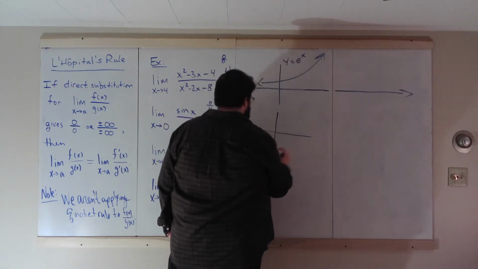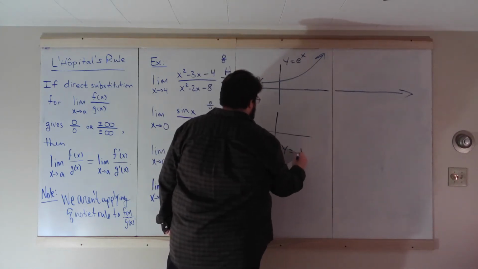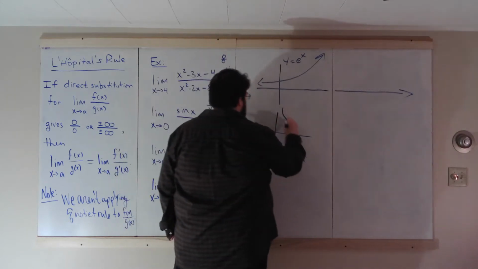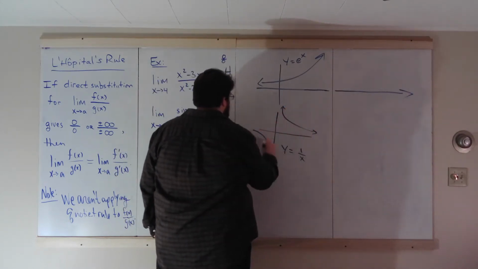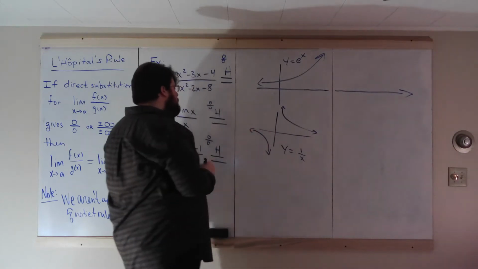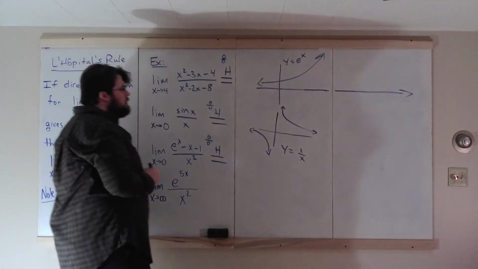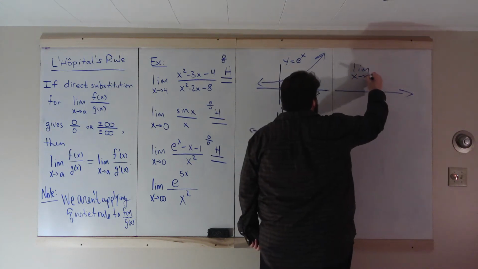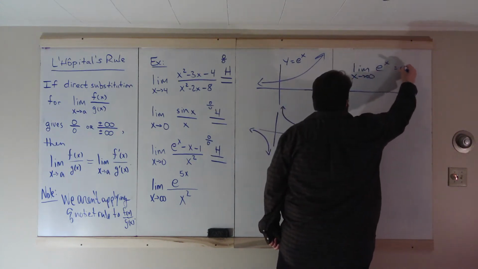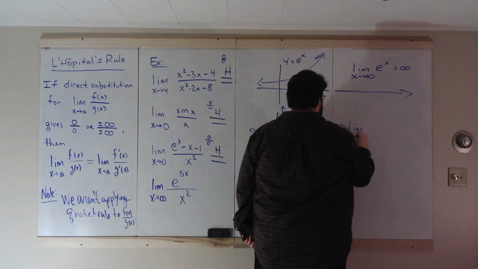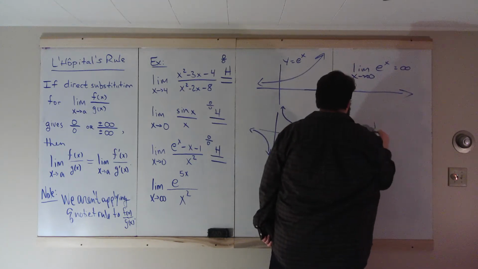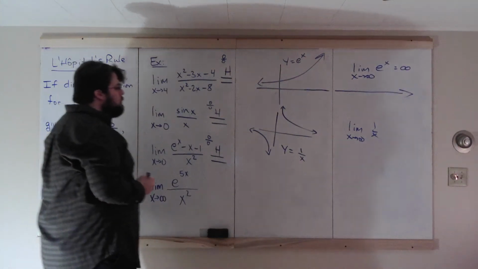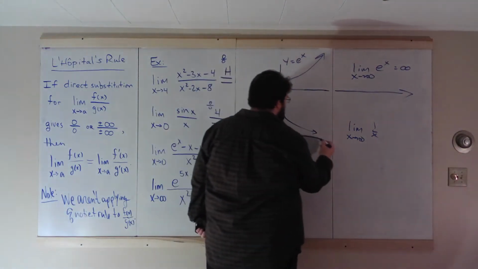What if we had y equals 1 over x? Y equals 1 over x looks like that. Well, maybe I'll write what I said up here. Limit as x goes to infinity, e to the x is infinity. What about limit as x goes to infinity of 1 over x? Well, what happens as x keeps getting larger?